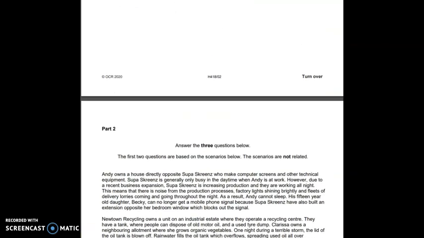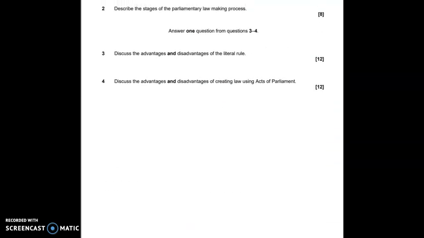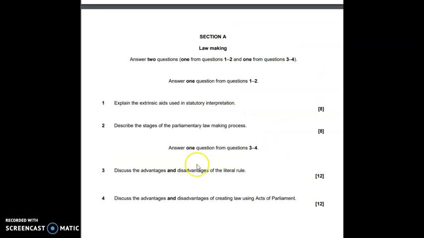But we'll go back to section A because in this video I just wanted to look at some of the smaller questions on this paper, and specifically focusing in on one of the 12 markers and exactly what you would need to do to get a high score on that question.